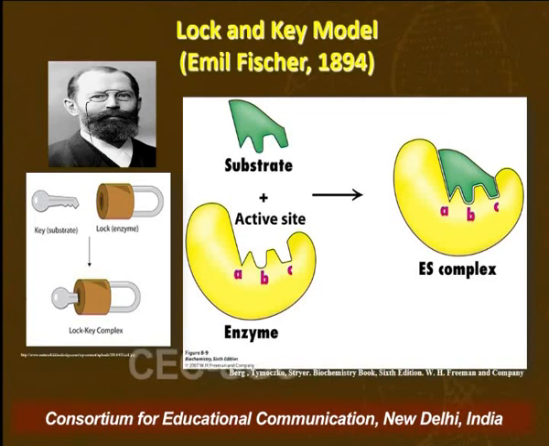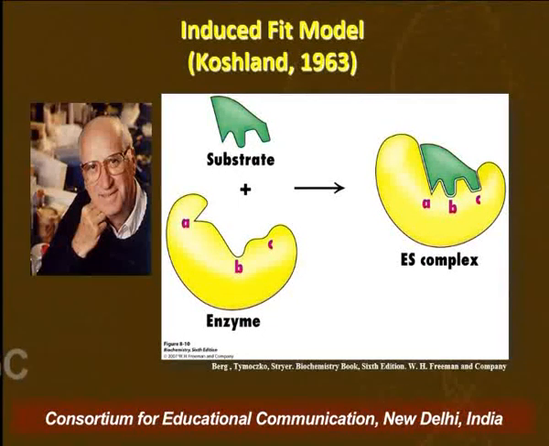Now subsequently this model system was not accepted because it was a rigid model system. It doesn't discuss the enzyme flexibility and conformational changes, which are given by the various polypeptides or the amino acids within the active site. So subsequently another model system came up, which is one of the most accepted model systems. It is called the induced fit model system. It was given by a scientist called Koshland in the year 1963.